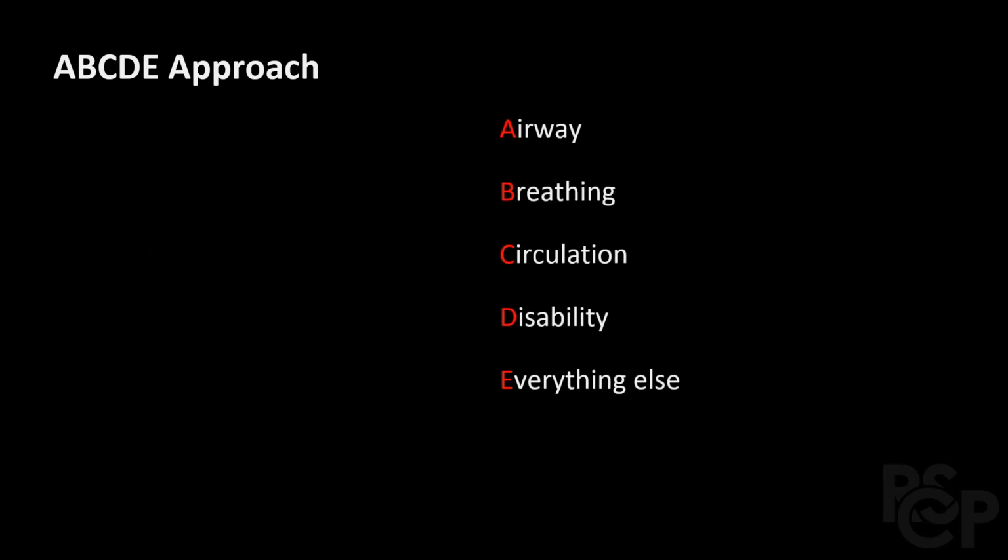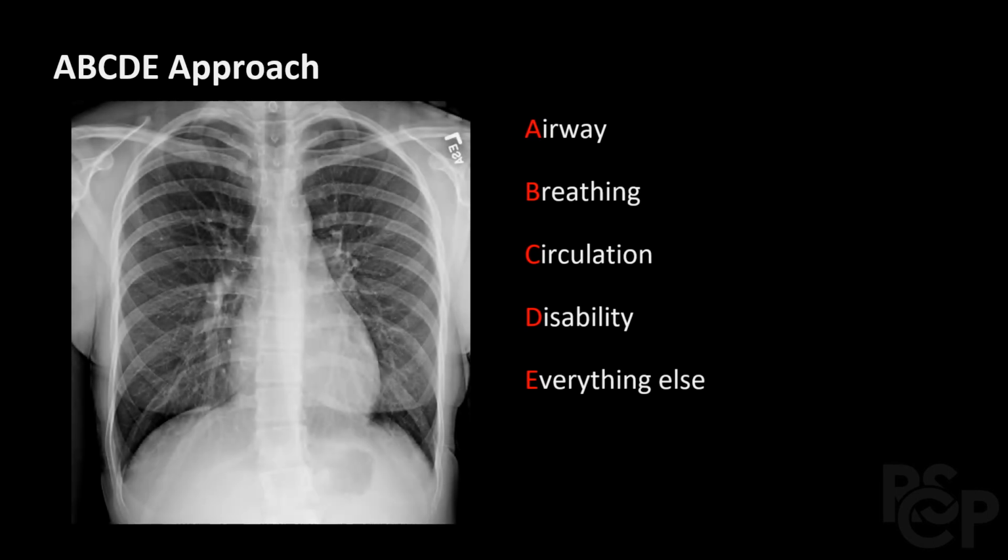One search pattern that can be used for chest X-rays is the ABCDE approach. A for airway, B for breathing, C for circulation, D for disability, and E for everything else. Let's use a search pattern on an example case in front of us.